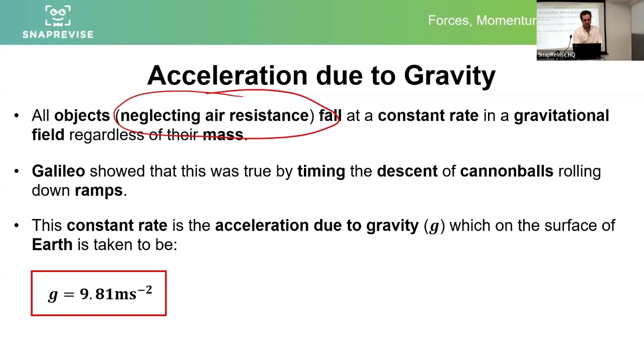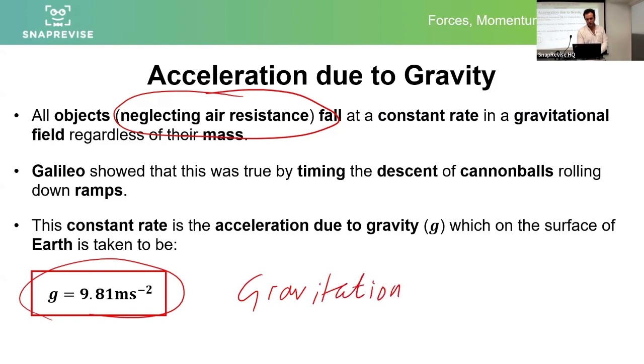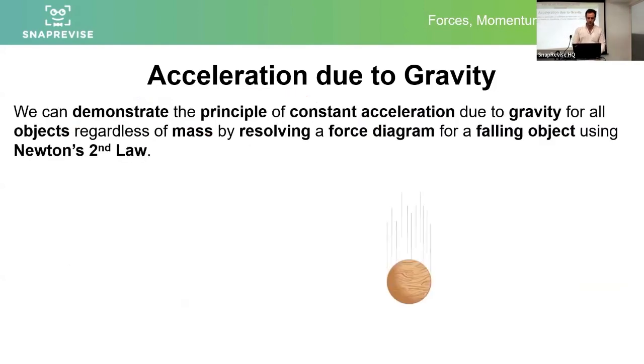The descent of cannonballs rolling down ramps is the slightly more grounded experiment he did. This constant rate, by measurements, we've shown it to be 9.81 meters per second squared. If you think that's very specific, that is because it is particular to planet Earth. So don't go applying that if you're given a question where it takes place on the moon or something. Please don't go using 9.81 because it's only true of planet Earth.